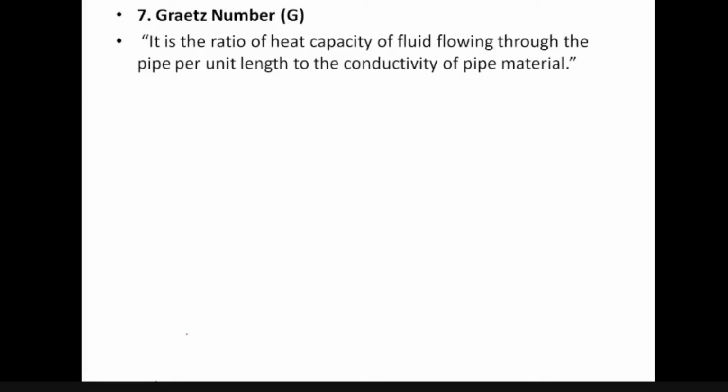Now we are moving towards the last number, that is the Graetz number. Graetz number is defined as the ratio of heat capacity of a fluid flowing through the pipe per unit area to the conductivity of the pipe material. Here you must remember, the thermal conductivity is not of the fluid, it is the thermal conductivity of the surface, that is the pipe material. So the Graetz number we can define as Gz equals m dot, the mass flow rate, into Cp, the heat capacity of the flowing fluid, divided per length, divided by the thermal conductivity of the pipe.